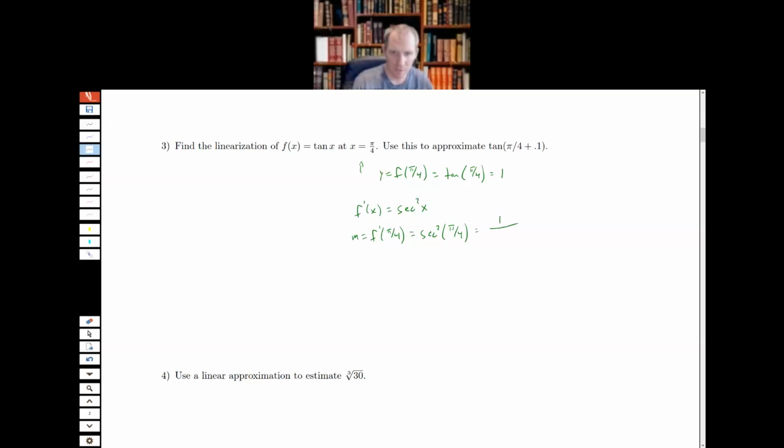I like to think of secant as 1 over cosine when I'm plugging in, because I know cosine of pi over 4 is root 2 over 2. When I square that, I'm going to get 2/4, and 1 over 2/4 is the same as 4/2, or 2, so the slope is 2. Here I can start with the equation of a tangent line, y minus y1 equals m times x minus x1, and plug in. y minus 1 equals 2 times x minus pi over 4, and then add 1 to both sides.